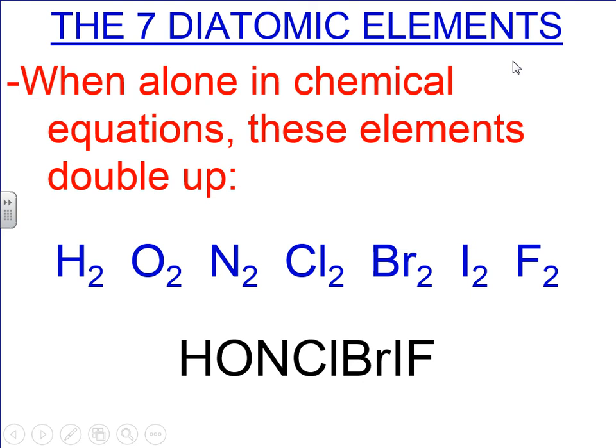This is Unit 4, Video 4. This will be a short unit in which we talk about the 7 diatomic elements. Now, the 7 elements from the periodic table, when they are alone, which means when they are still elements, they will double up. Doubling up means 2 atoms of the same element combined together, and that's how the element exists. And these 7 are hydrogen, oxygen, nitrogen, chlorine, bromine, iodine, and fluorine.